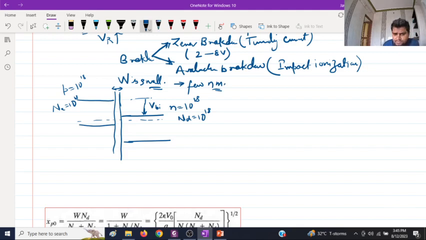Still, at this position in normal condition, tunneling cannot happen. As I have said, Zener breakdown is because of tunneling. At normal bias equal to 0, this is the energy band diagram.